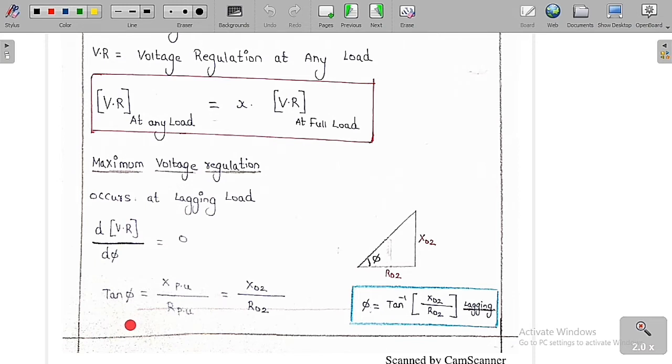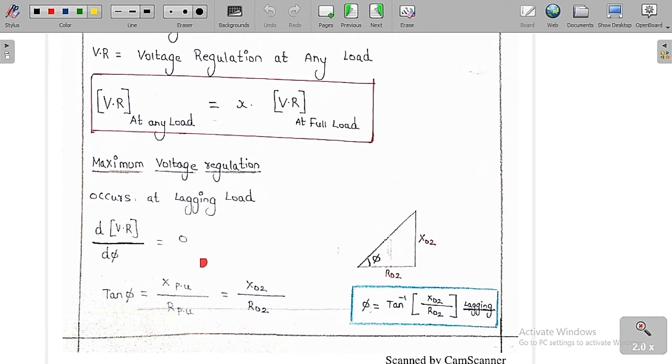So the more the voltage regulation, the more the voltage drop across the internal impedance. That is the significance of the voltage regulation. So tan phi is equal to x per unit by r per unit, which is equal to x naught of 2 by r naught of 2. So basically at the lagging load, we are going to get a positive sign, and we do the differentiation with respect to phi for this voltage regulation.